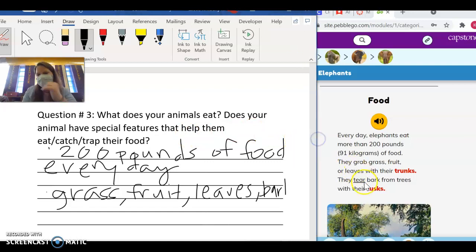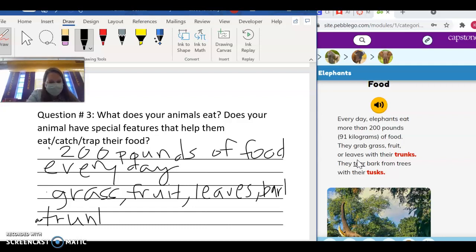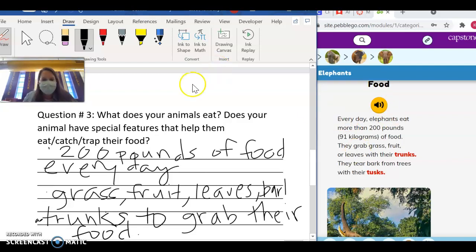Okay, now the last part of this was, does your animal have special features that help them? So let's go to this last sentence. It says they use their trunks to grab the leaves. So I'm going to put right here, they use their trunks to grab their food. Okay? All right, so this is what you're working on today.